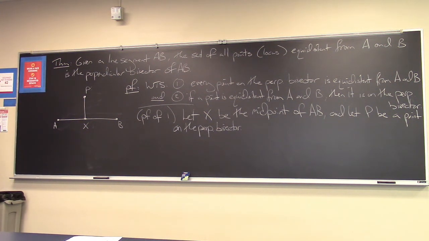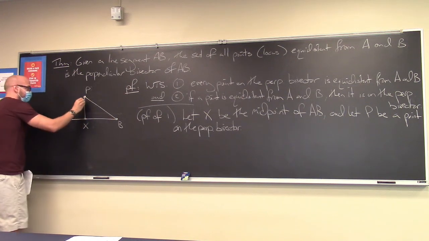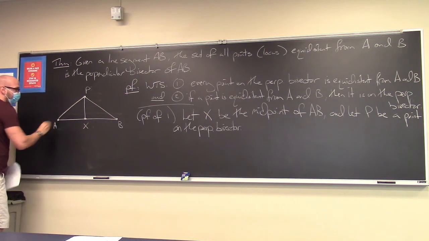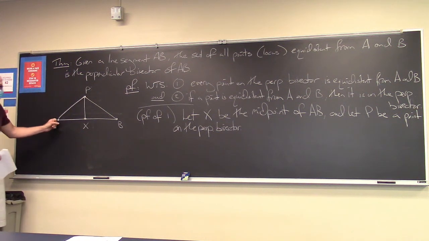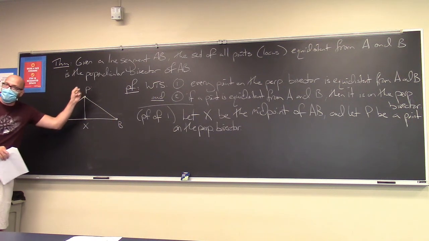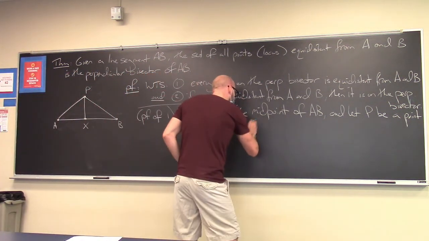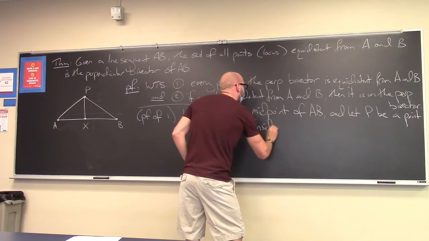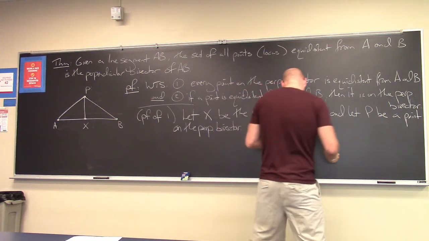We studied triangles a lot, and pretty clearly I can construct two triangles here, right? I've got, in fact, 3 if you want to think of it like this. I've got the whole big triangle, ABP, but what I'm actually going to think about is these two separate triangles here, AXP and BXP. So consider the two triangles AXP and BXP.